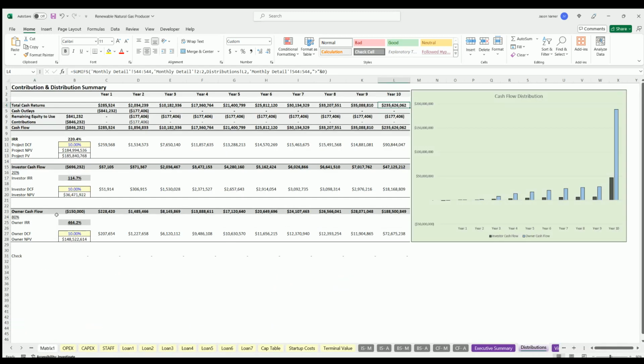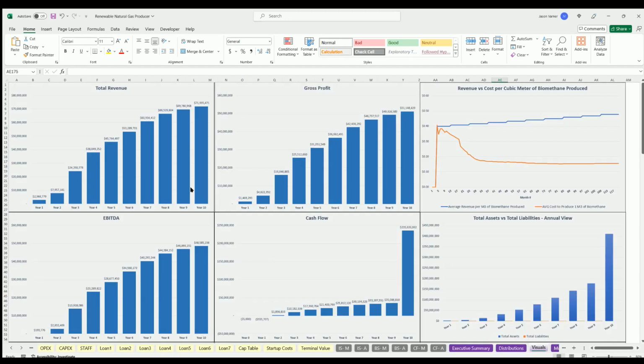This is your discounted cash flow analysis. Again, project view, investor view, owner view. You can plug in a discount rate here and see the resulting net present value, as well as just the overall internal rate of return of the project, looking at the total capital required against the cash flows thereafter. Visualizations, a lot of cool stuff here. So your basic revenue, gross profit, EBITDA, cash flow.